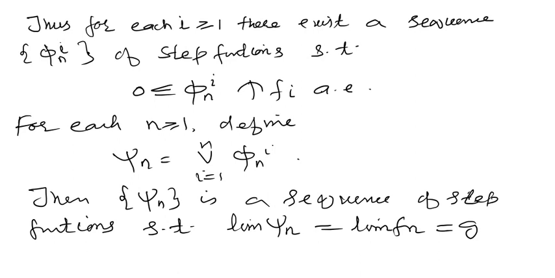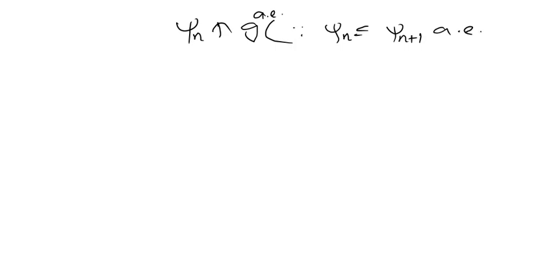So therefore, since psi n is monotonic increasing and its limit is g, psi n increases to g, because psi n is less or equal to psi n+1. This is almost everywhere, obviously. So the limit of psi n is the same as the limit of fn, but the limit of fn is g, and psi n is monotonic increasing. That means psi n increases to g almost everywhere.